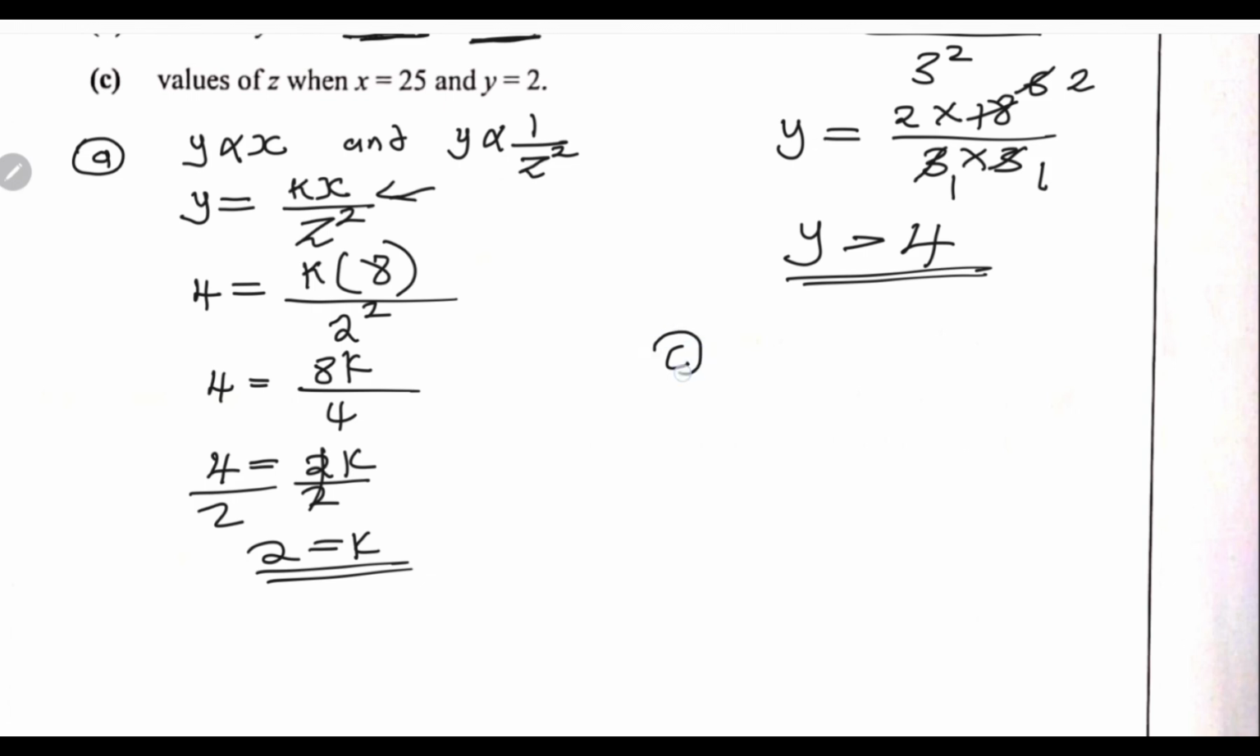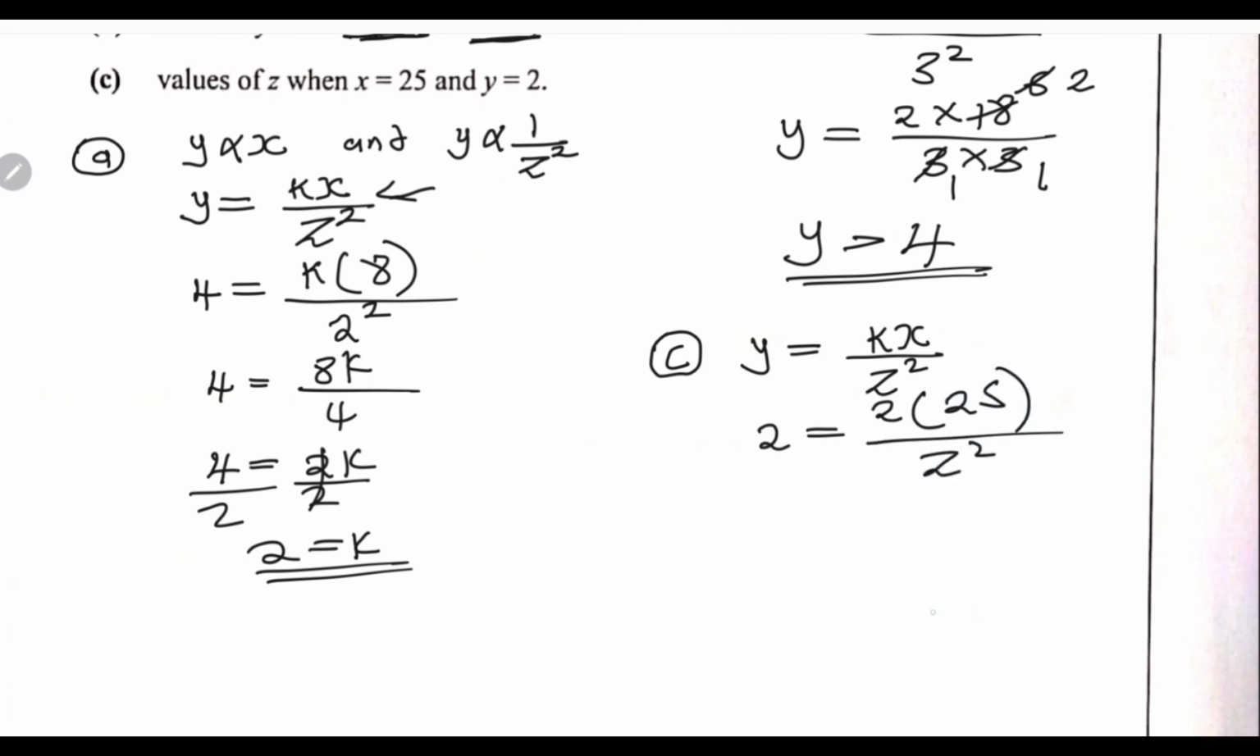So part C is asking us to find the value of z when x is 25 and y is equal to 2. So what do we do? We use the same master equation. So y equals kx over z squared. Then what is our y? Our y is 2, so we simply substitute 2 where y is. k is 2 as well. Then x is 25, then over z squared.